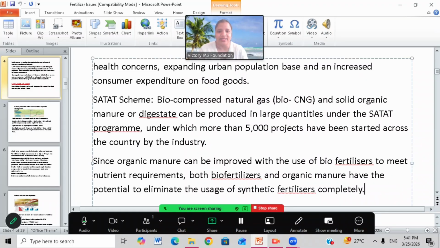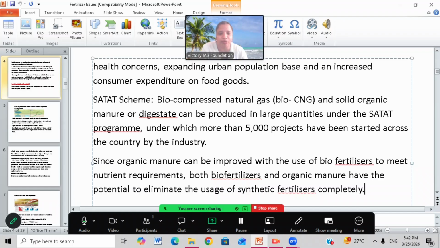There is a government scheme known as the Sathat scheme, under which a lot of bio CNG and solid organic manure, the digestate, can be produced in large quantities. Okay, the government has introduced one scheme that is known as Sathat, under which all these organic fertilizers can be produced. Under it, 5,000 projects have been started across the country by the industry. So biogas projects have been started, under which the byproduct will be the biofertilizer.